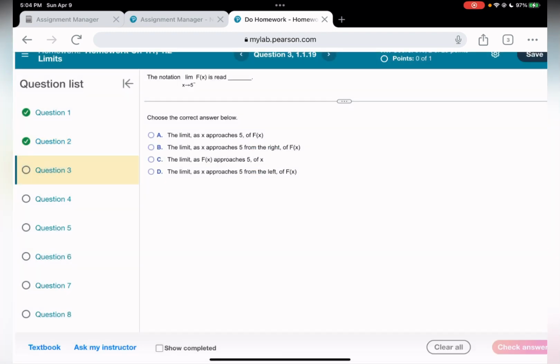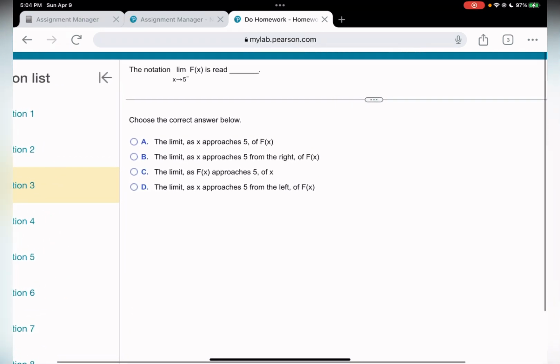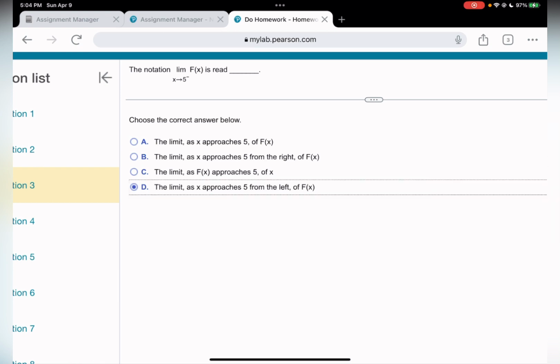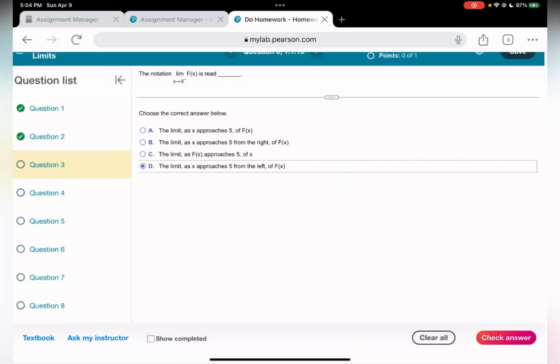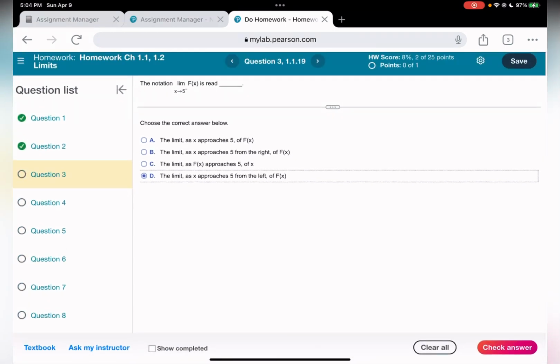Number 3, what do we have? The notation f of x is read. I would say the limit as x approaches 5 from the left of f of x. Here it is. Because it's coming to 5, we have 5 with a negative index, right? Minus, which means it's coming from the negative side, from the left.